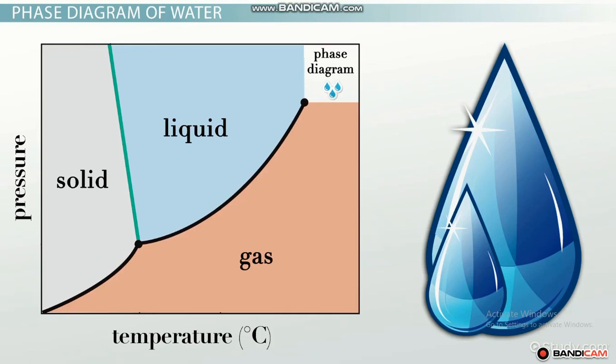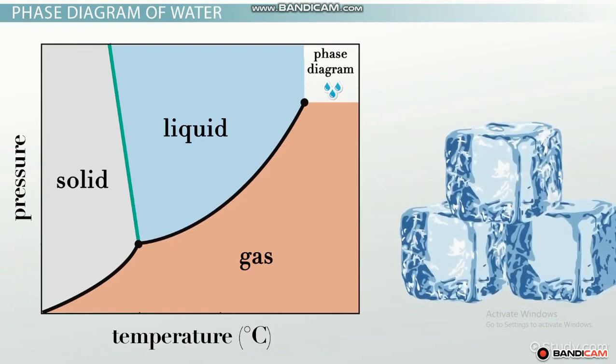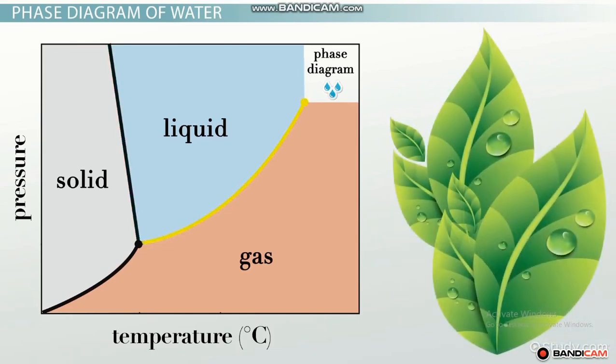When you're not on the line, only one phase exists. When you cross the line, there's been a phase change. For example, when you cross from solid to liquid, melting has occurred. Or when you cross from a gas to a liquid, condensation has occurred, but I think you get the idea now. Before we compare water to other substances, let's take a closer look at a couple of points on the graph.